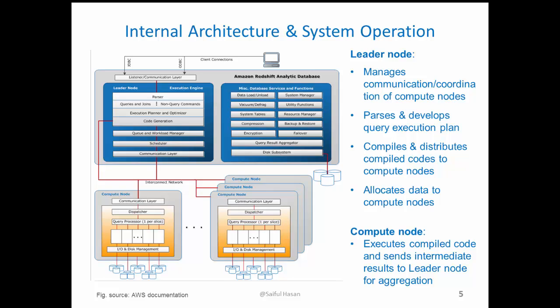The internal architecture and system operation show that the leader node manages the communication of the external SQL client with the compute nodes. It manages their communication and coordination. It will parse and develop the query execution plan, compile and distribute the compiled code to the compute nodes, and allocate the data to the compute nodes. The compute nodes in turn receive and execute the compiled code and send the intermediate results to the leader node for aggregation.